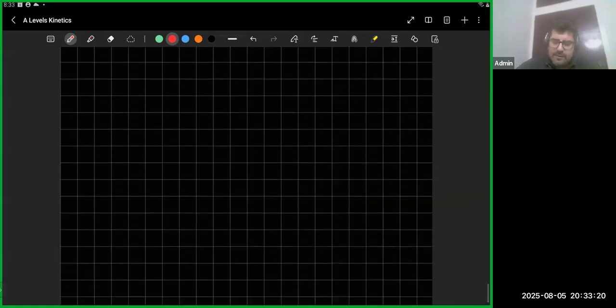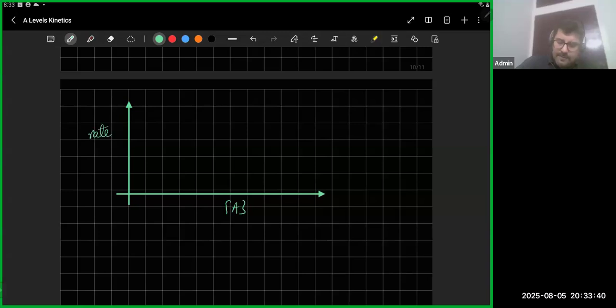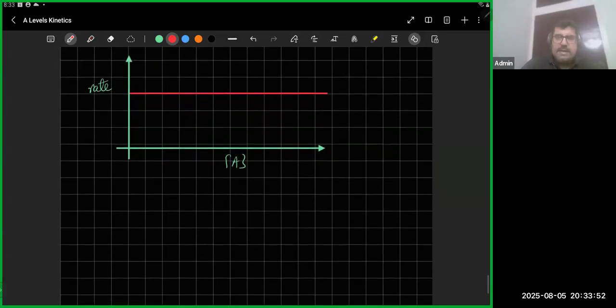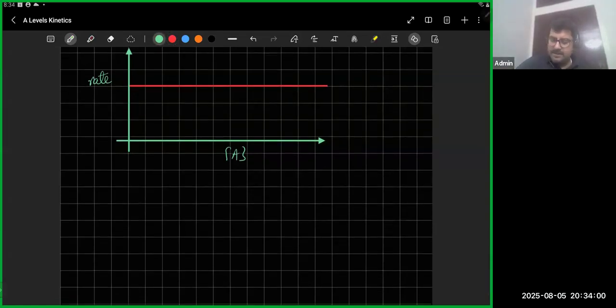But anyways, how does the graph look for a zero order reaction? If it's zero order, it's going to look something like this. The first one is simple: rate versus A's concentration. I plot A's concentration, I've got rate over here, and absolutely nothing is going to happen to the rate of reaction. You keep on changing A's concentration, it's going to remain unaffected. Is this clear?